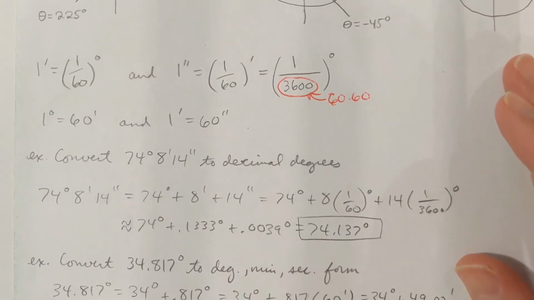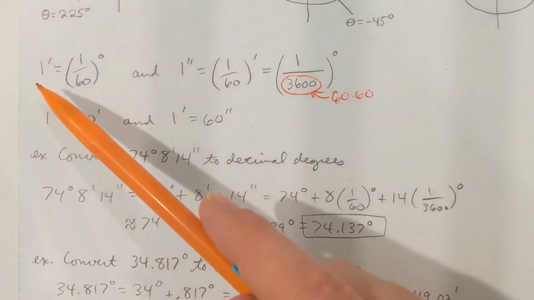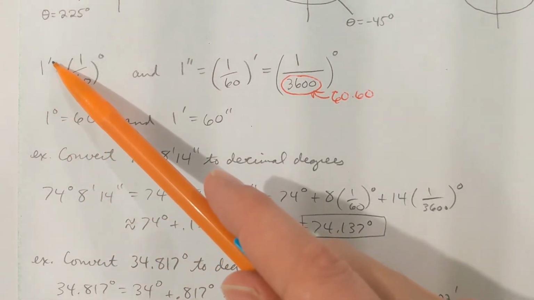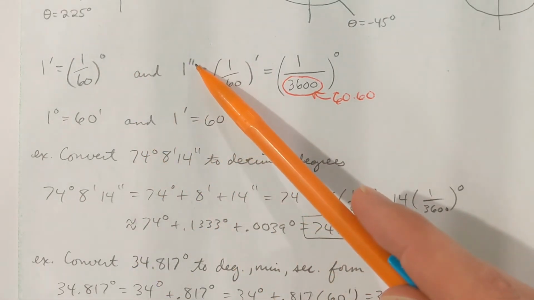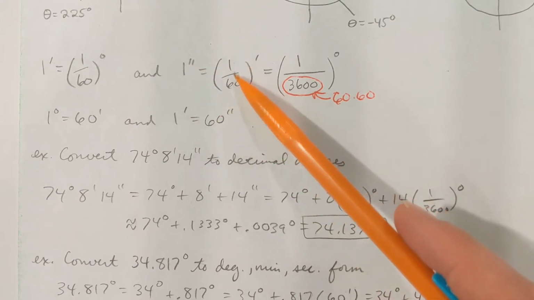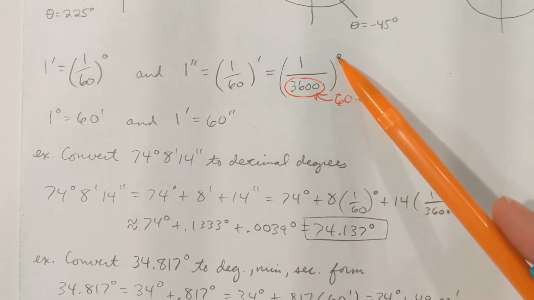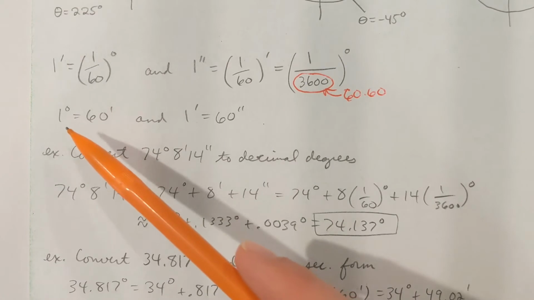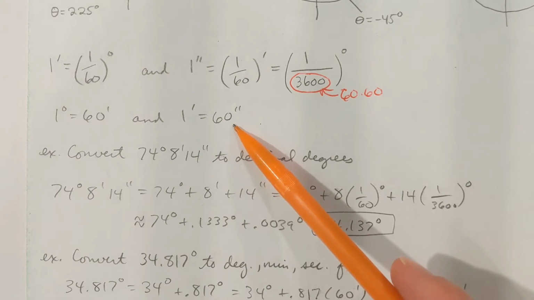The next thing that we need to know is how to convert an angle in degree measure to degrees, minutes, seconds form, and then vice versa. So here's 1 minute. This is the symbol for minute, is 1/60th of a degree. 1 second, this is the symbol for a second. 1 second is the same as 1/60th of a minute, which is the same as 1 over 3,600 degrees. 1 degree is the same as 60 minutes, and 1 minute is the same as 60 seconds.